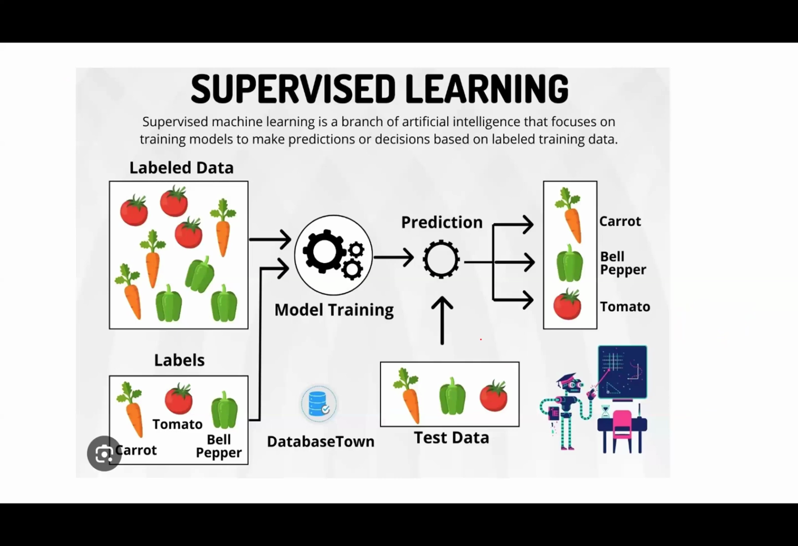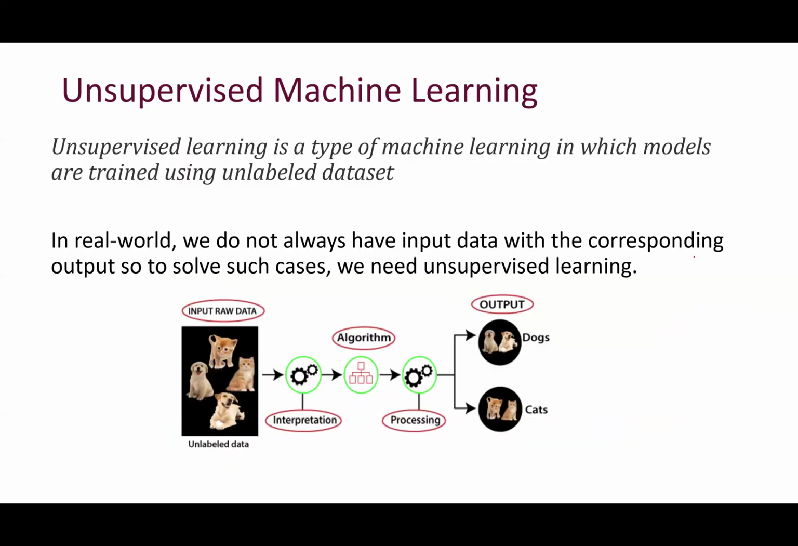Here also a small example like carrots and tomatoes. You were telling if it is red color like this, it is tomato. If it is pink color like this, carrot. If it is like this, it is capsicum. So you train the model, and once you give the test data, it is able to give the result.